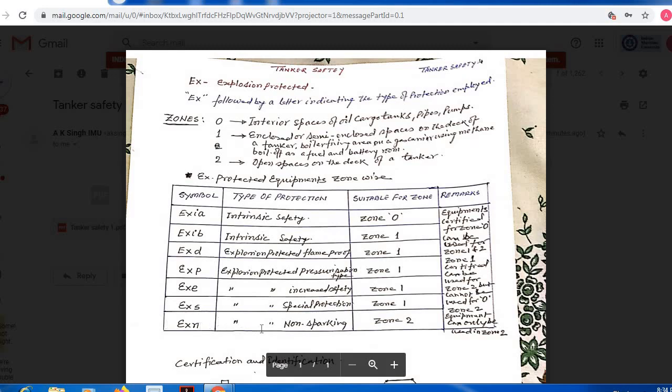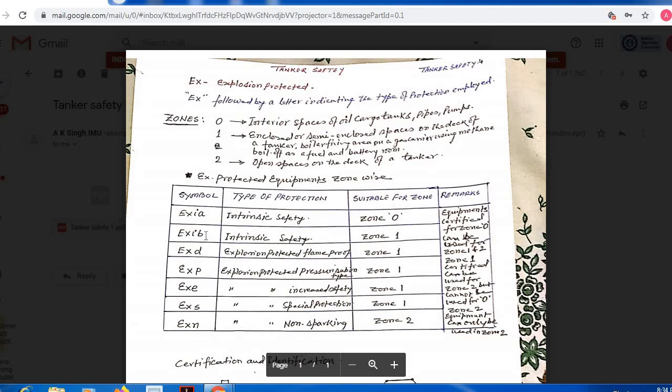EXN is specifically for zone 2. EX is explosion protected, so EXN is explosion protected non-sparking type. This has the least standard of safety and we use it only for zone 2. We cannot use it for zone 1 or zone 0 because it has the least standard of safety.